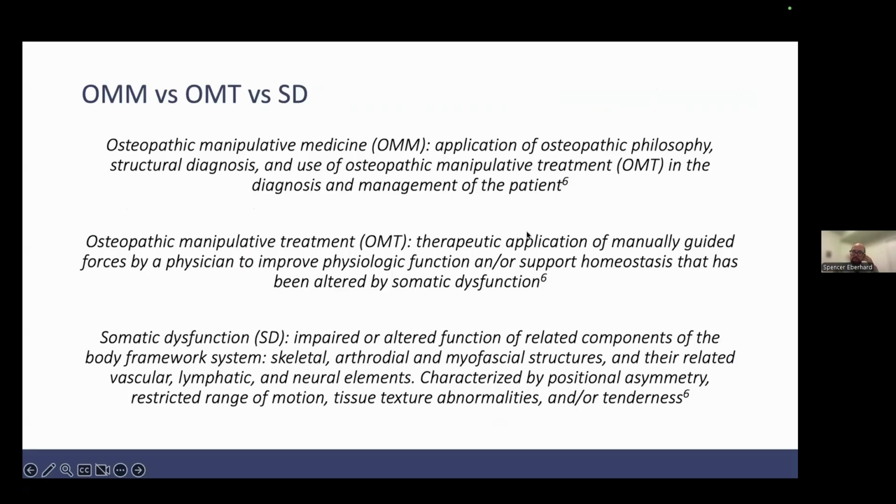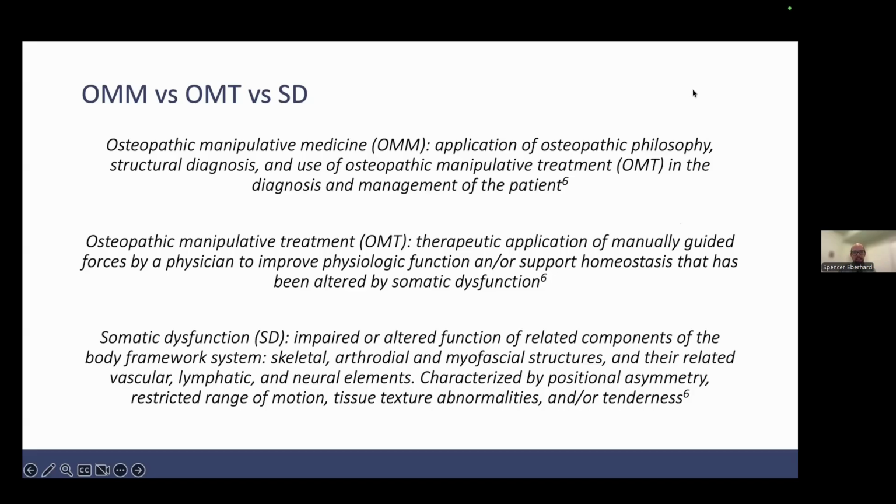There are different terms to know when we talk about osteopathic manipulation. We have osteopathic manipulative medicine as a general term, which is the application of osteopathic philosophy, structural diagnosis, and the use of osteopathic manipulative treatment, or OMT, in the diagnosis and management of a patient. Osteopathic manipulative treatment is the therapeutic approach of manually guided forces by a physician to improve physiological function or support homeostasis that has been altered by somatic dysfunction.